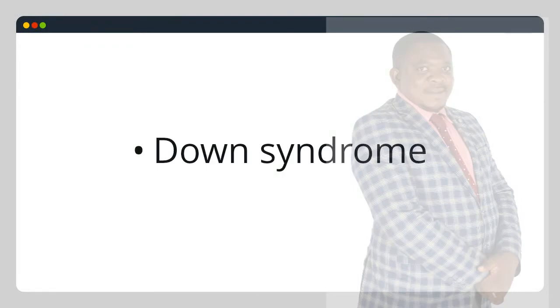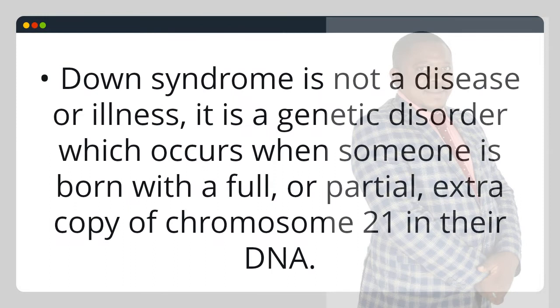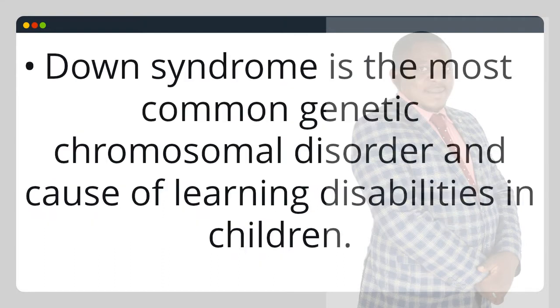Down syndrome. Down syndrome is not a disease or illness, it is a genetic disorder which occurs when someone is born with a full or partial extra copy of chromosome 21 in their DNA. Down syndrome is the most common genetic chromosomal disorder and cause of learning disabilities in children.